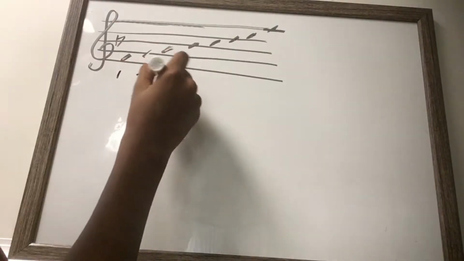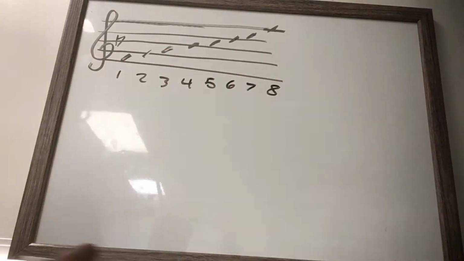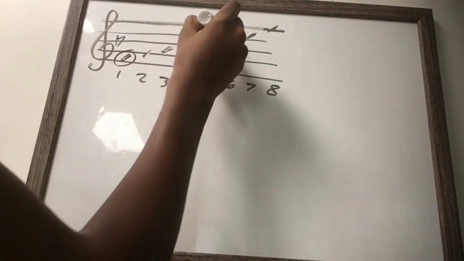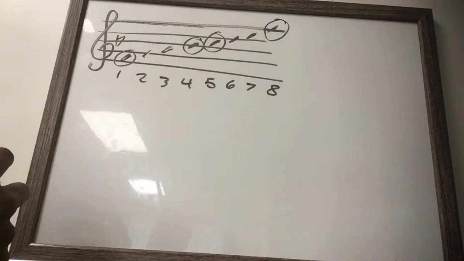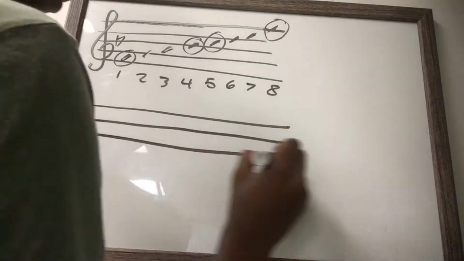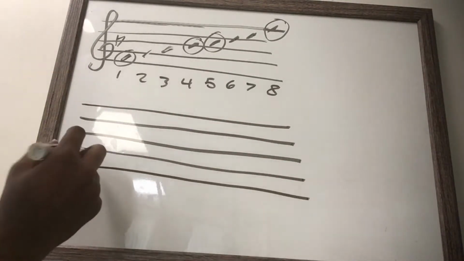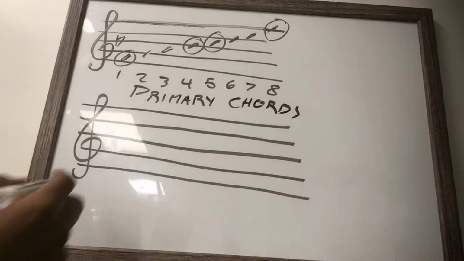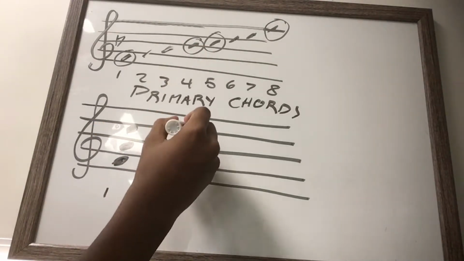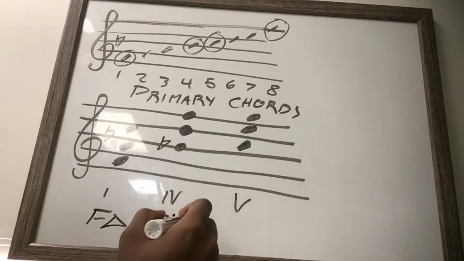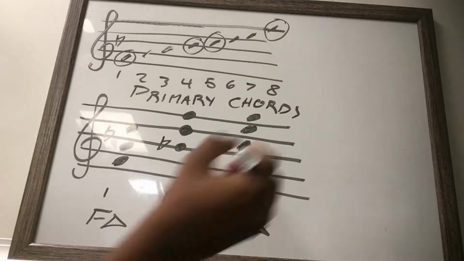Okay, so now we're gonna get into like the real meat of this lesson. It's about primary chords. So primary chords are chords that fall on the first scale degree, the fourth scale degree, and the fifth scale degree, right? So that would be the tonic, the subdominant, and the dominant. Now, why are primary chords important? Well, for one, they are the only major triads in a major scale. Now, why is that important? Well, one, it'll help you identify major triads much, much quicker on the test.